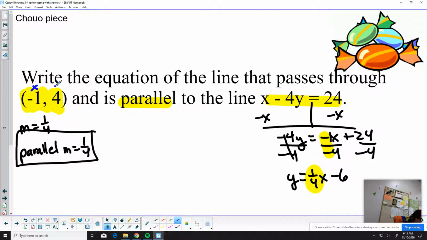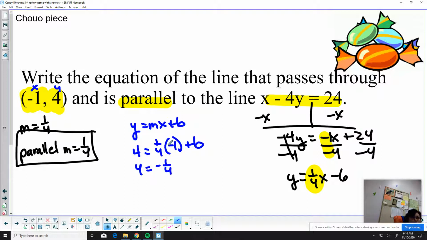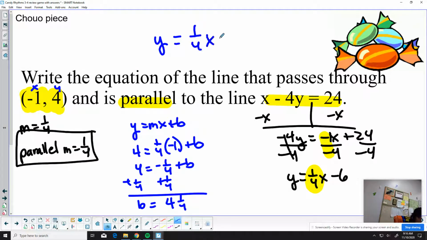And when I plug, this one's x and this one's y. So I'm plugging everything I know into y equals mx plus b. So y is 4, m is 1/4, x is negative 1, and b is just b. So 4 equals negative 1/4. I just multiplied those, and I'm adding 1/4 to both sides. So my b is going to be 4 and 1/4. So my equation, y equals 1/4 x plus 4 and 1/4. Or if you'd rather have it 17 over 4, that's also just fine.